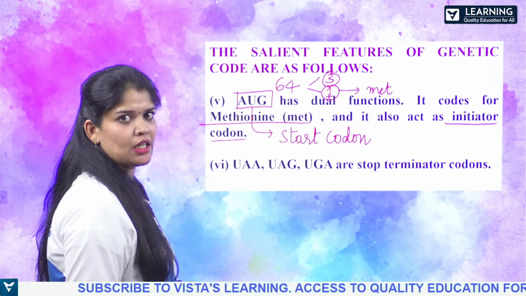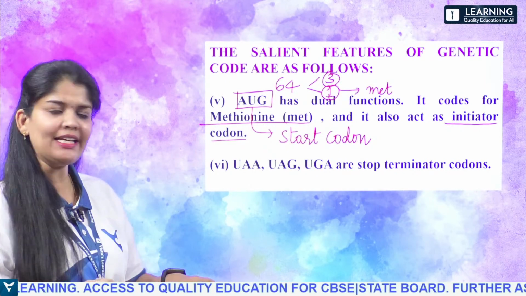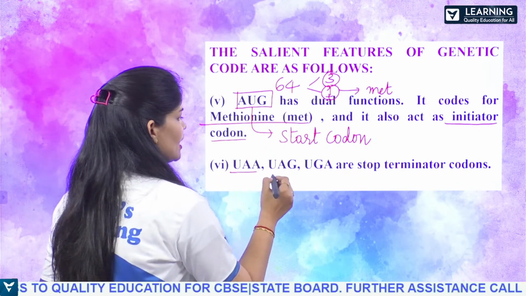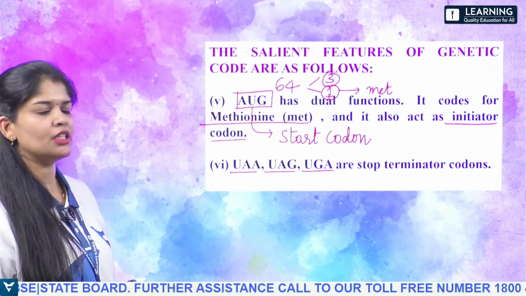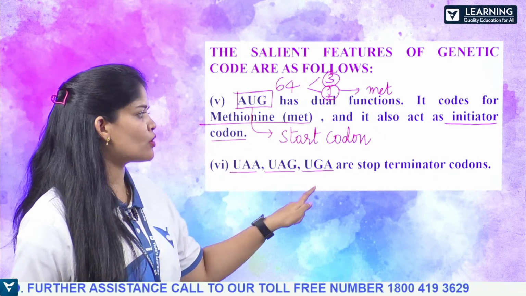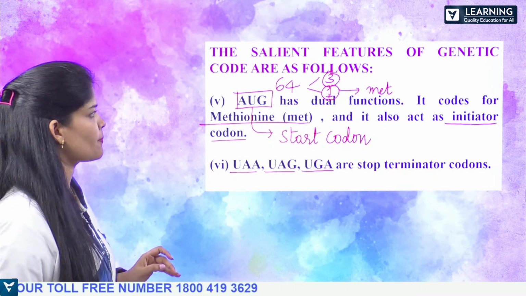The three mentioned as stop codons will not code for any amino acid. UAA, UAG, UGA. These three codons are stop codons, or terminator codons.